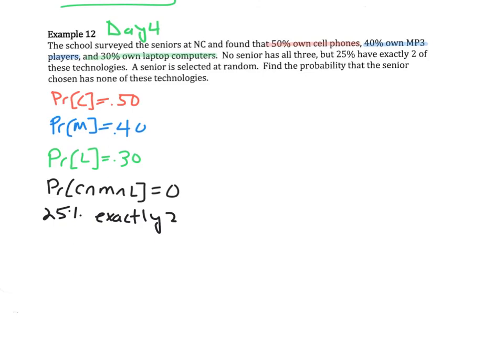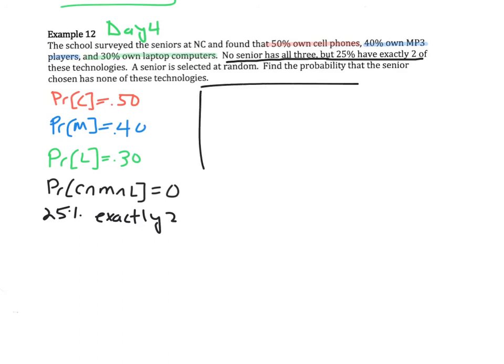I've gone ahead and put in the information from the top here in red, blue, and green, and then it says no senior has all three, meaning cell phone, MP3 player, or laptop, but 25% have exactly two. And if you add these up, it's way over 100% because some of them have more than one. So as a senior is selected at random, find the probability that the senior chosen has none of these technologies. Now it does say that no senior has all three. It does not say if anyone has none of them.